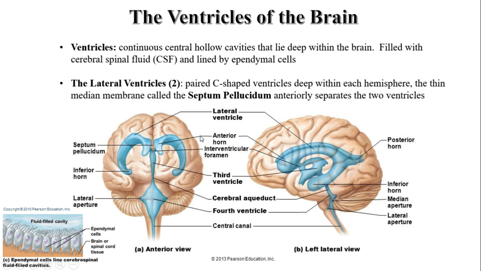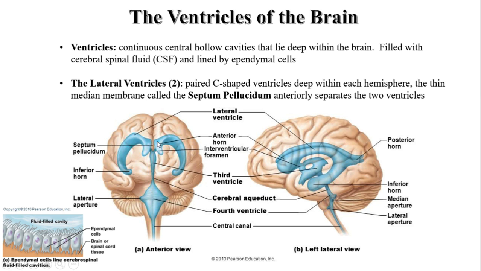Each of these ventricles has these ependymal cells lining it, and quickly we can discuss each ventricle. The first one is these C-shaped ones right here. These are the lateral ventricles. Remember, lateral means away from the midline. Anatomically, you have 3 horns: your anterior, posterior, and inferior horns of our lateral ventricles.